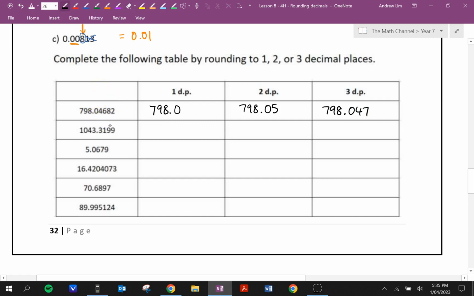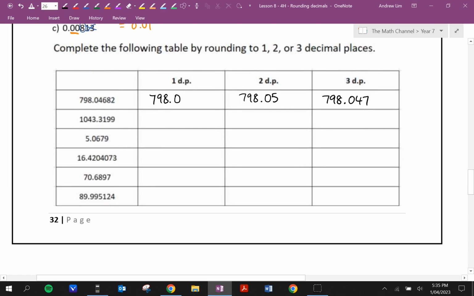Alright, so pause the video, have a go with the rest of these, and when you're ready to check your answers, continue playing the video.